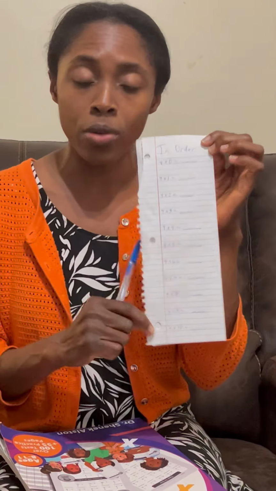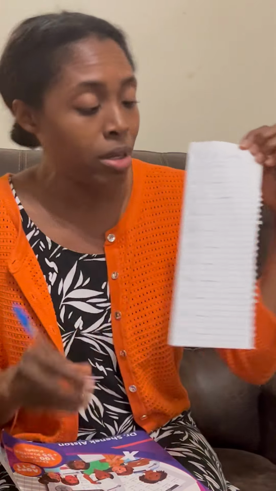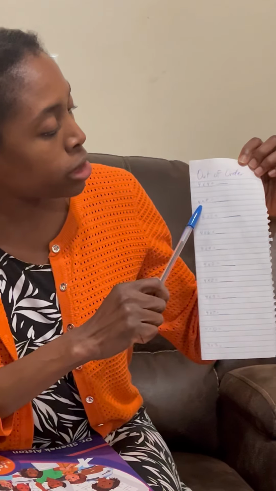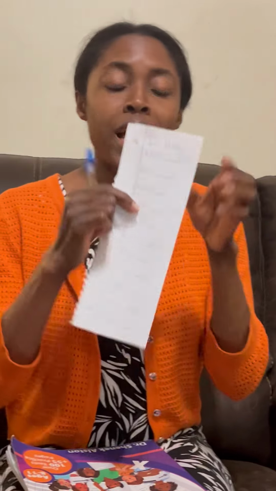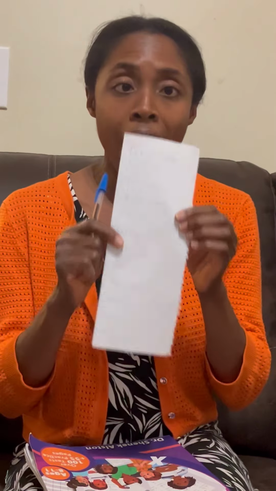So you're going to have the child do the multiplication facts in order. Before they do that though, on the other side, you're going to write the multiplication facts out of order. On this side, you're going to mix the multiplication facts up. So I have 4 times 4, 4 times 8, 4 times 1, 4 times 6, and so on. So you're going to have a side in order and a side out of order.